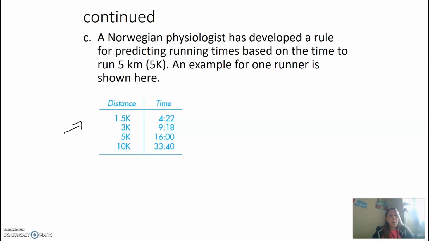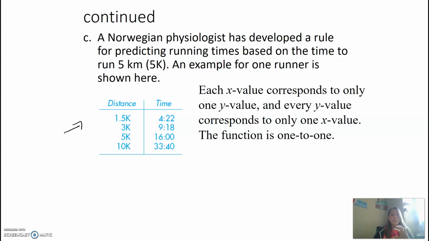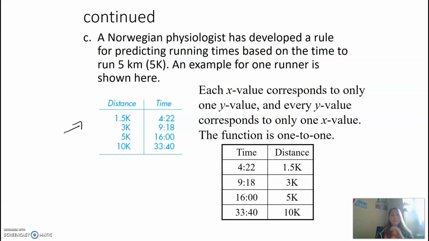This is 1-to-1 because the distance and the times aren't repeated. And if I were to find the inverse of it, I would literally switch the x and the y, and notice my x's become the time and my y is the distance. Meaning, if this particular runner is running 16 minutes, he's going to be about 5 kilometers away. If it were me, I would still be halfway through. I would be at like a 3K.